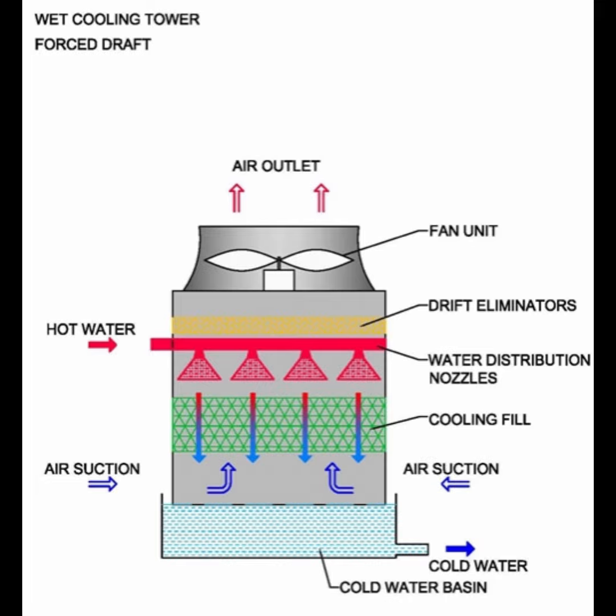Drift removal. The air, now saturated with water vapor, passes through drift eliminators, which remove any entrained water droplets. Cooled water collection. The cooled water, having given up its heat, collects in the cold water basin at the bottom. Cooled water discharge. This cooled water is then pumped back to the industrial process to absorb more heat, completing the cooling cycle.